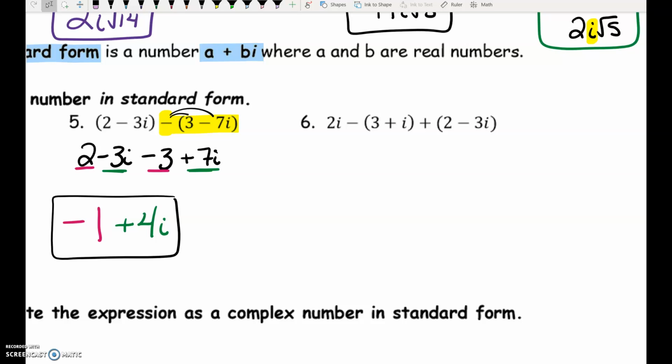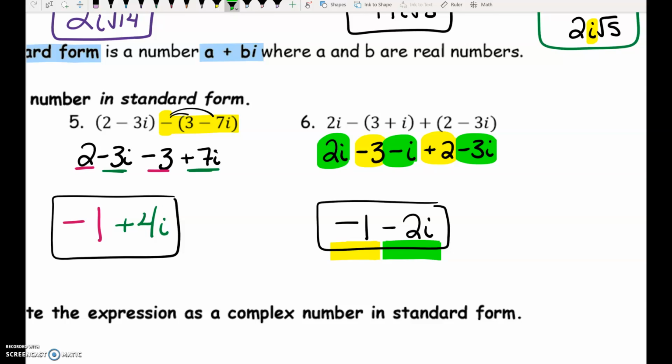Number 6, the first thing I would do is distribute the negative. So we have 2i minus 3 minus i plus 2 minus 3i. Now take a moment on your own, combine your like terms, and make sure that your answer is written in standard form. That means the i term has to be at the end. You should get -1 minus 2i.